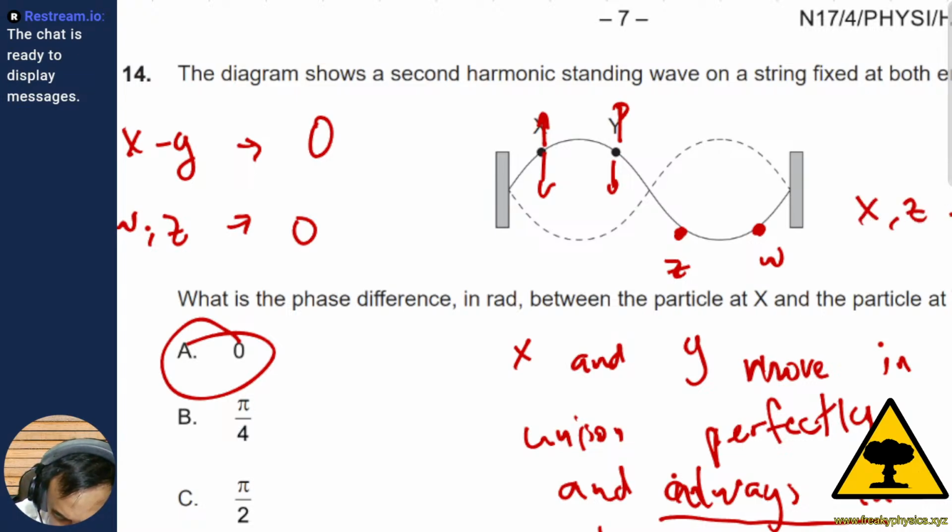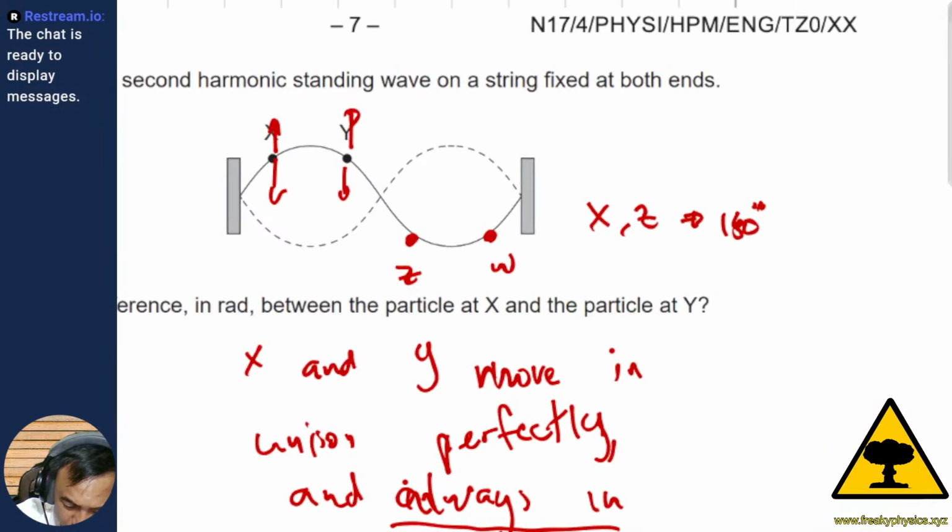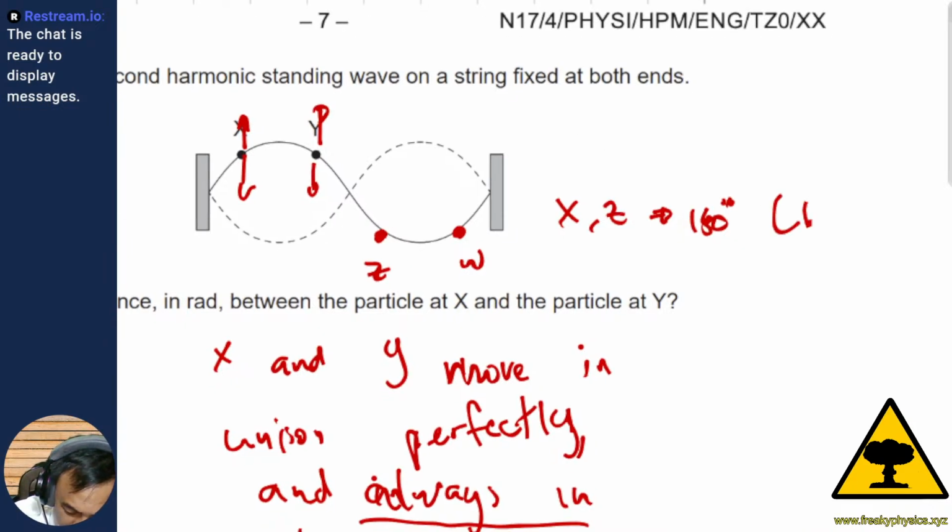That's a 180-degree phase difference, because they're never moving in the same direction. Never in the same direction. And if Y was a little bit off to the left or right, they wouldn't be in the same phase difference. But how do we calculate it?